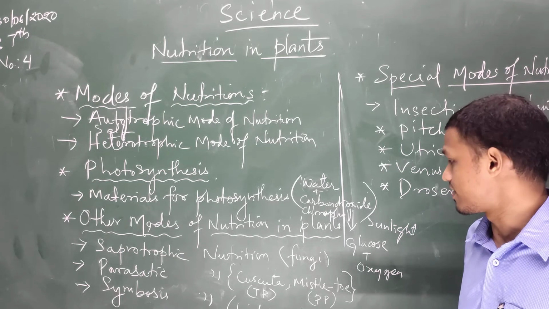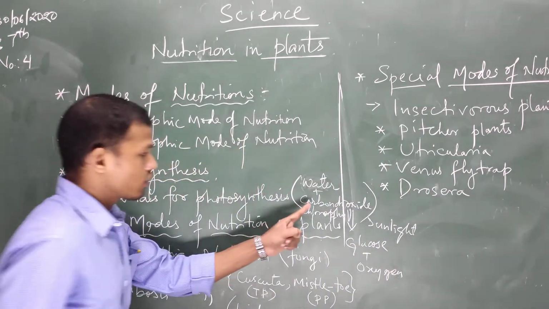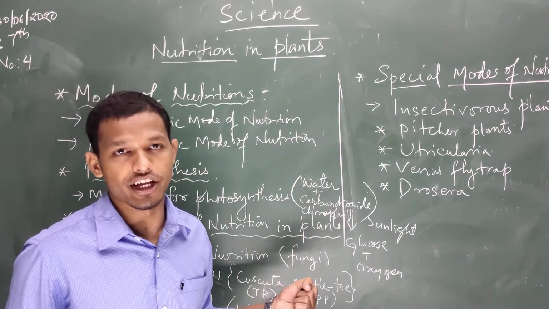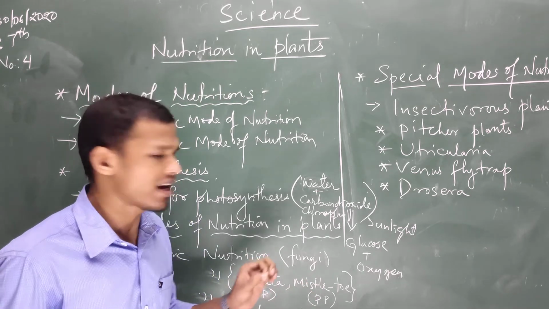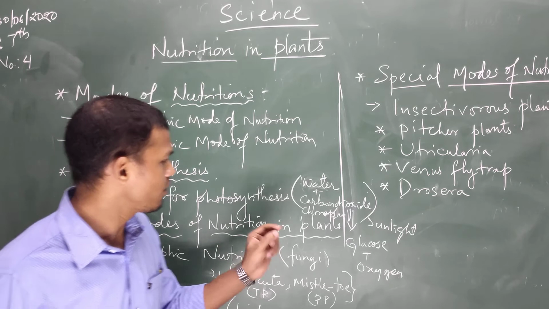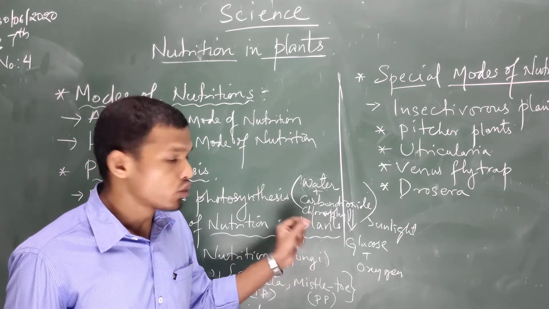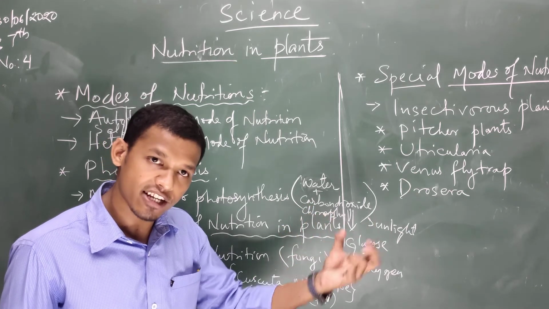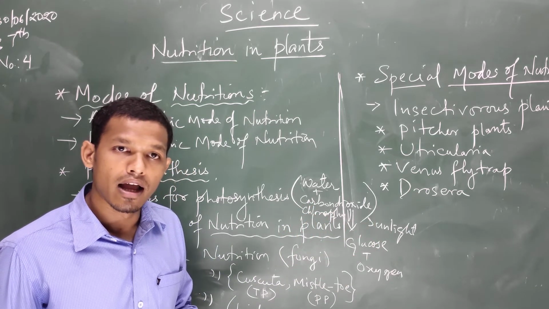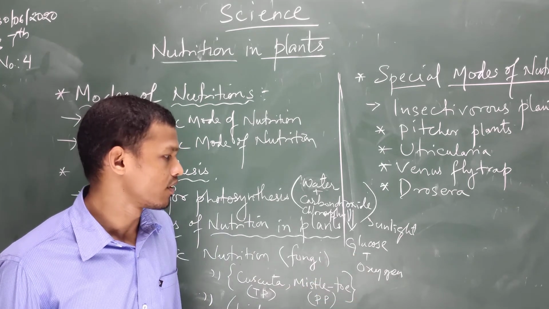There are two guard cells, which is called stomata. Through the stomata, carbon dioxide is absorbed from the surroundings. There are tiny pores called stomata on the surface of the leaf. If you observe under a microscope, you find tiny pores. That is stomata. Through the stomata, carbon dioxide is absorbed, and also oxygen is liberated through the stomata.